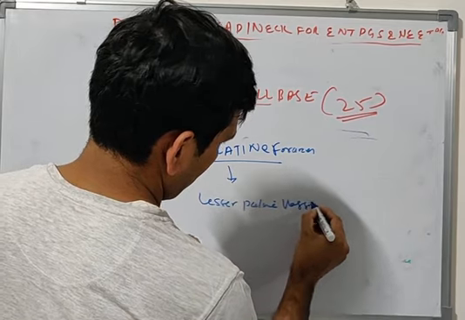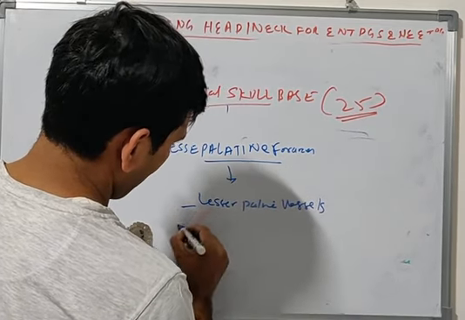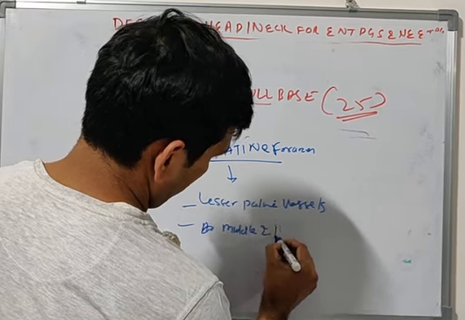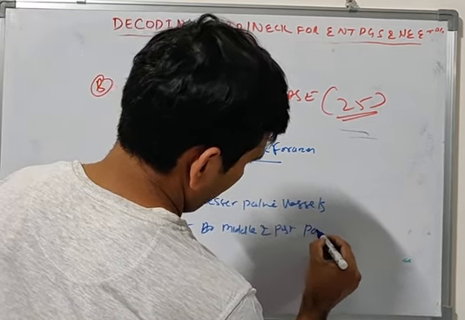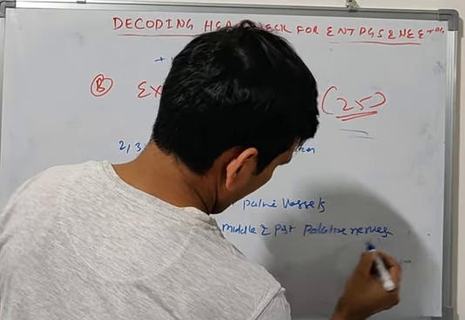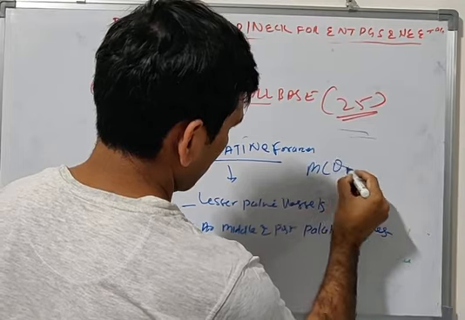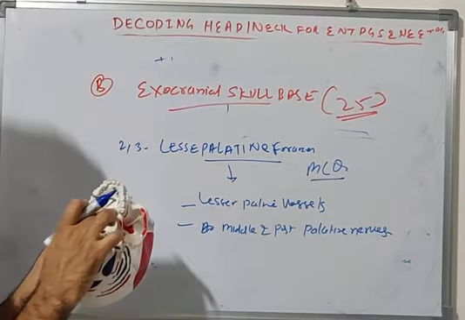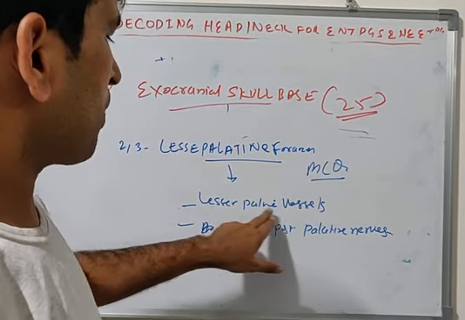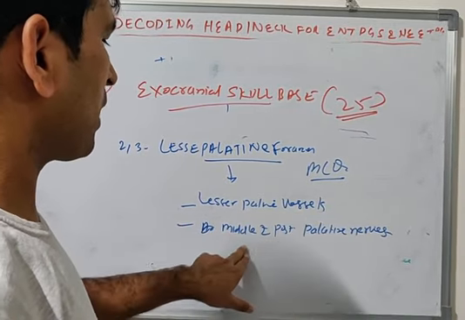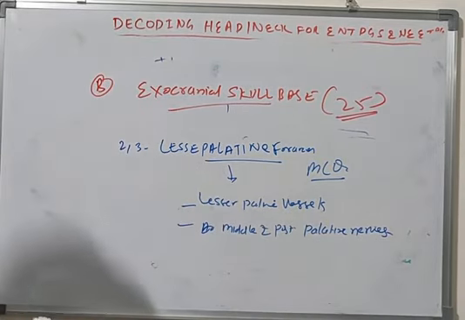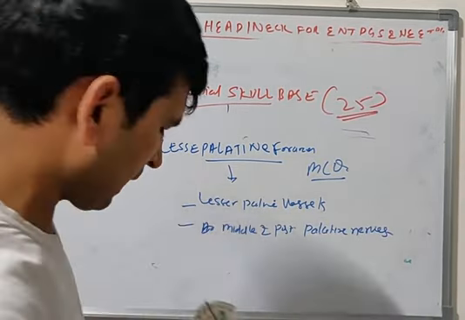So the structures passing through the lesser palatine foramen are the lesser palatine vessels and the middle and posterior palatine nerves. Okay, these are very important names. These are two and three foramens. Behind the greater palatine foramen of each palatine bone, the lesser palatine vessels and the middle and posterior palatine nerves pass through the lesser palatine foramen.